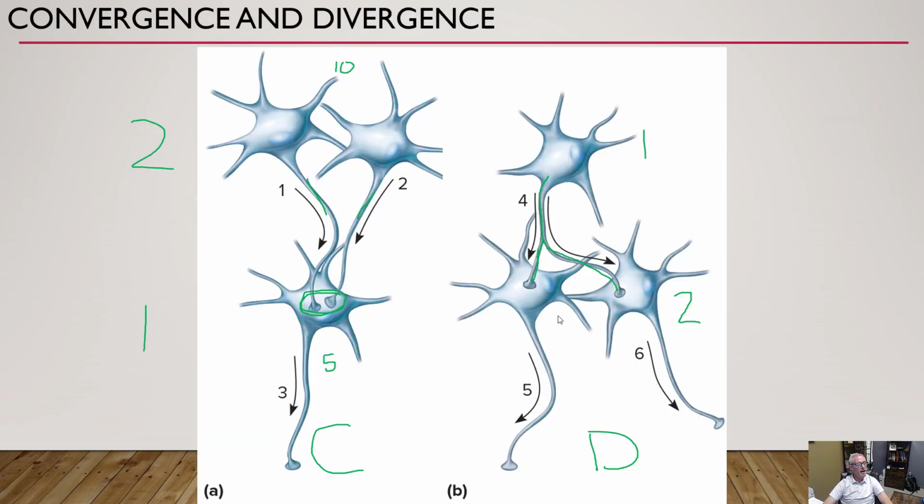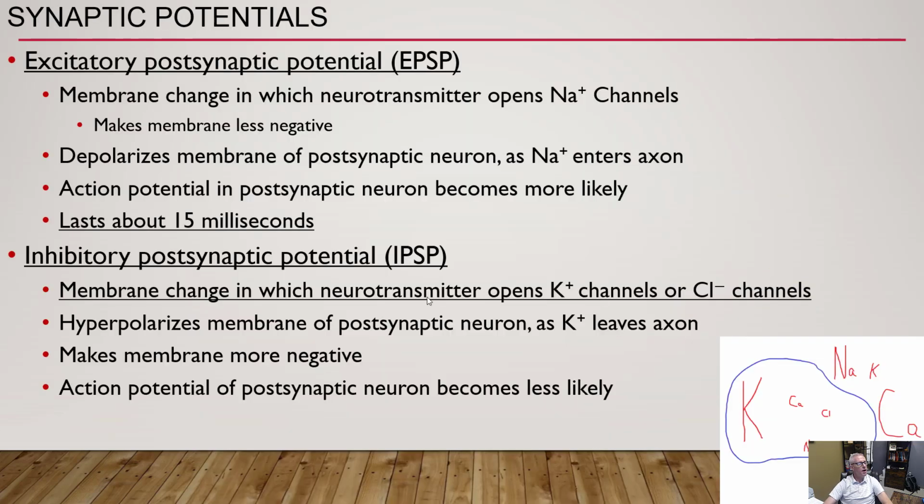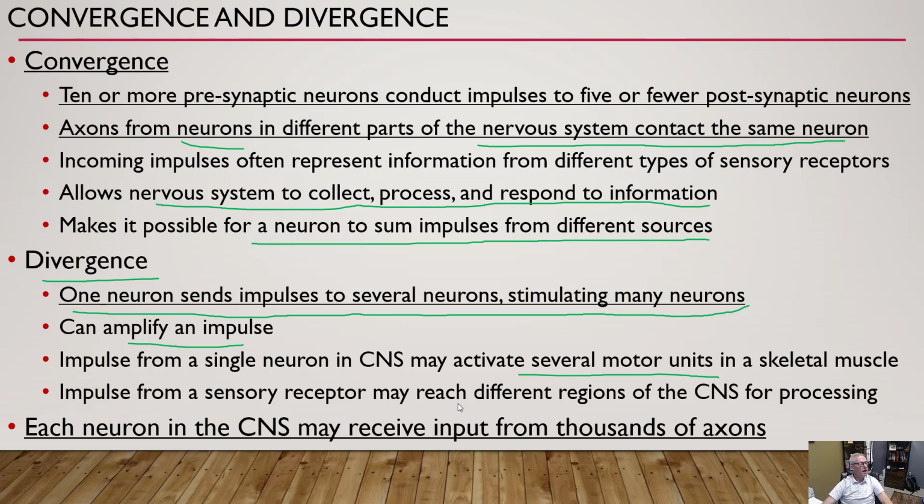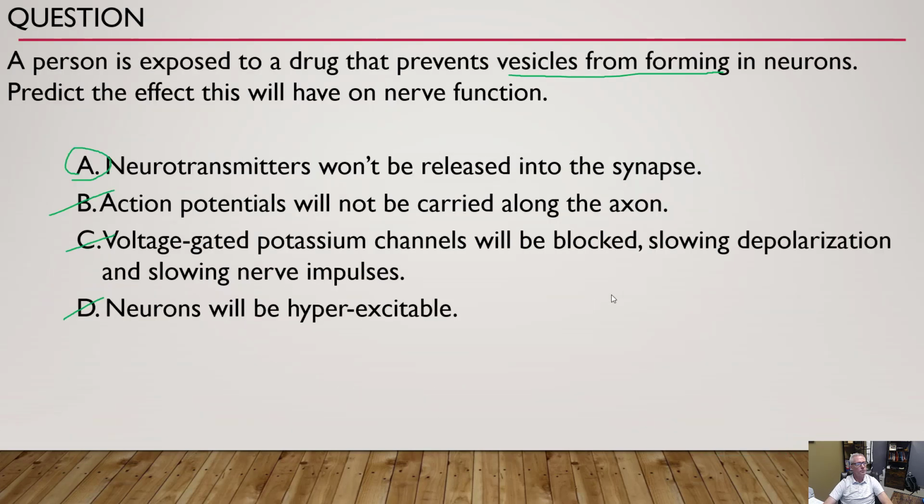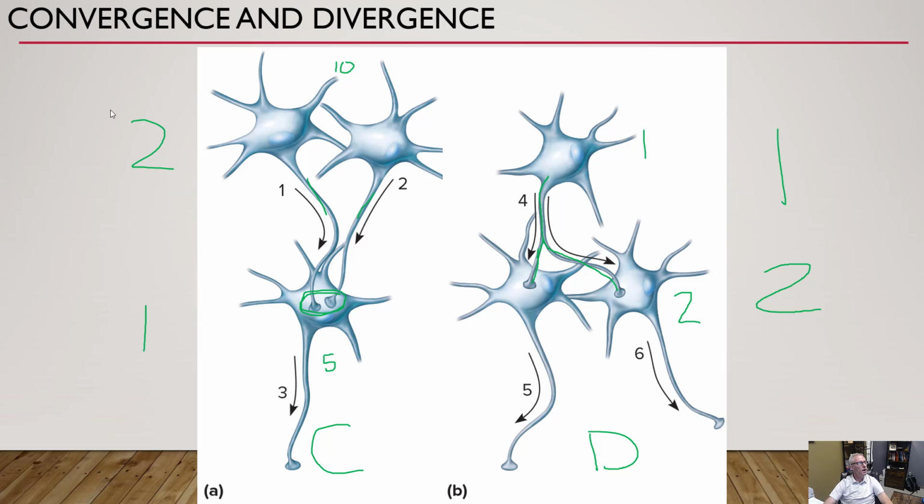And in reality, here we're doing 2 to 1 or 1 to 2. In reality, for each neuron, we're talking about thousands of axons. We could be talking 10,000 axons to 1,000 axons, or 1,000 axons to 10,000 axons.